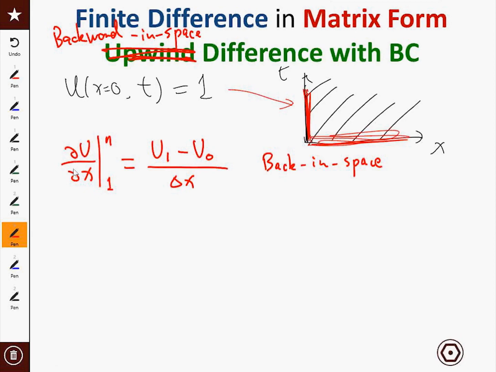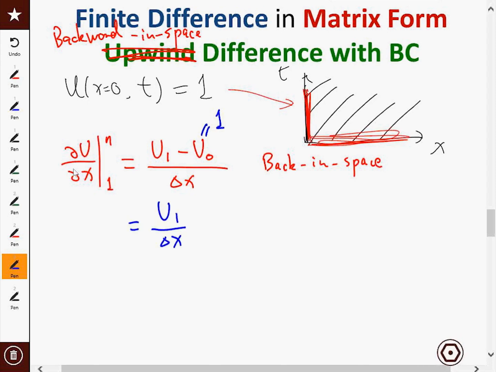Okay. In the previous case, we said the domain is periodic. U0 is just UN, right? Now, what is the case that we have a boundary condition that is given to us? We know what exactly U0 is. We know that U0 is equal to 1. Then the derivative is U1 over delta x minus 1 over delta x. We have a term that doesn't depend linearly on the solution.